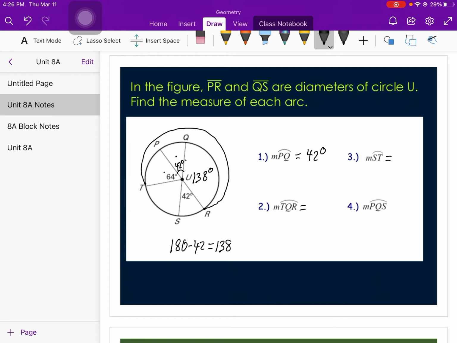And then we can just add up all three of these sections, the 64, the 42, and the 138. And what we're going to end up getting is 244 degrees.